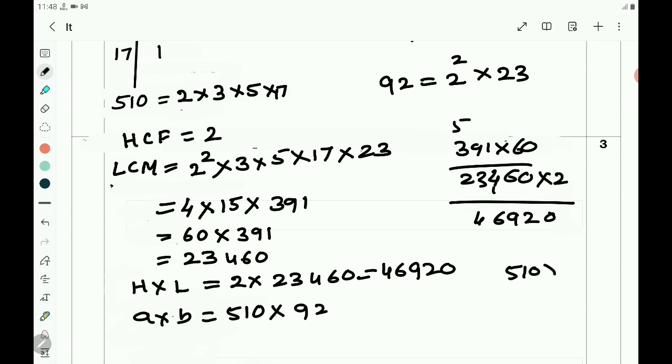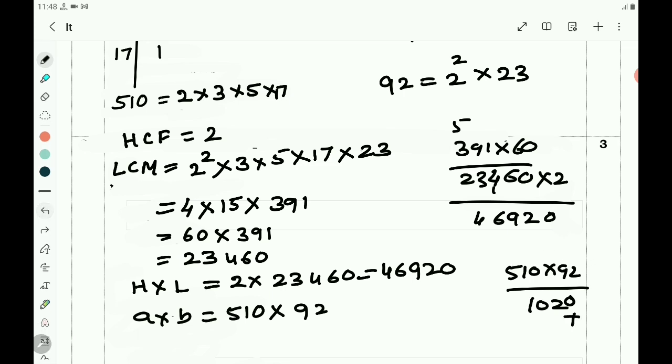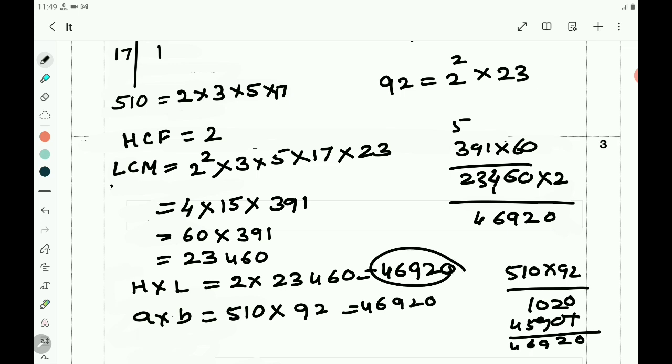So 510 into 92. 2 zeros are 0. 2 1s are 2, 2 5s are 10. And 9 zeros are 0. 9 1s are 9, 9 5s are 45. It becomes 0, 2, 9, 5 plus 1, 6, 4. So you got 4, 6, 920, that is 46,920. Both of them are same.